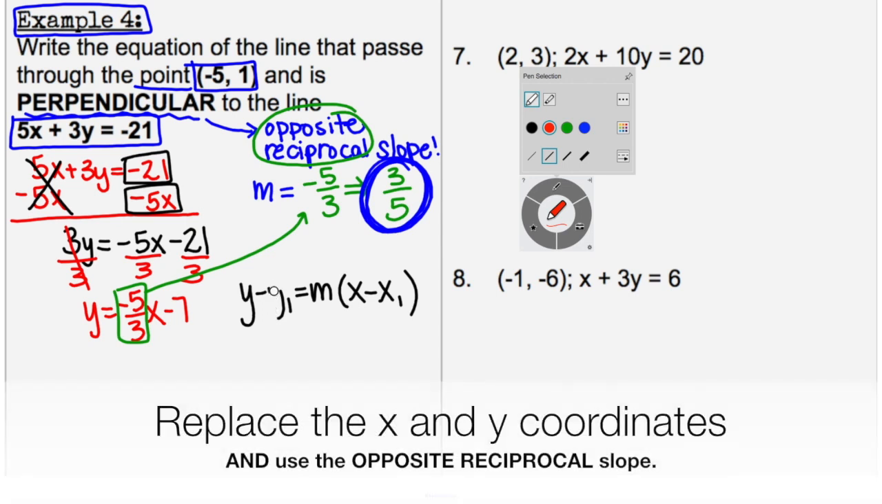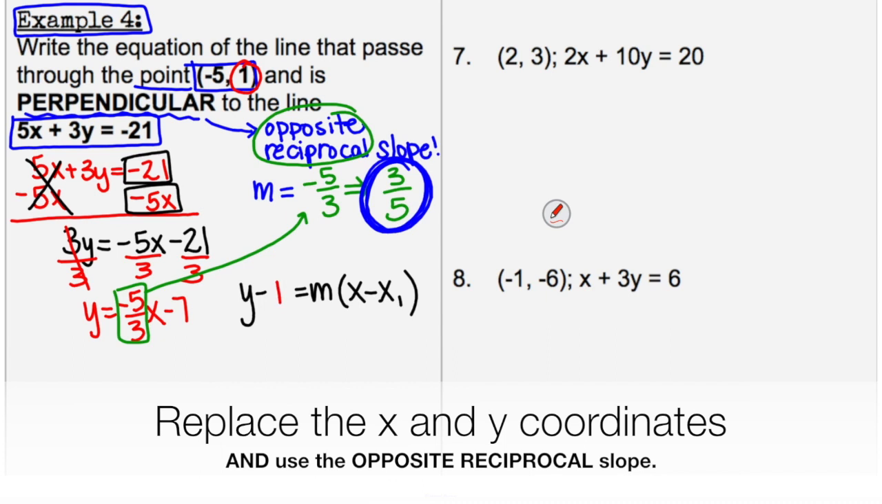So plugging in our information, using the y-coordinate from the original point, which was that positive 1, using our new slope, so the opposite reciprocal that we came up with, not the original one, so 3/5, and in place of x1, we're going to replace the x-coordinate that we had, which was negative 5.